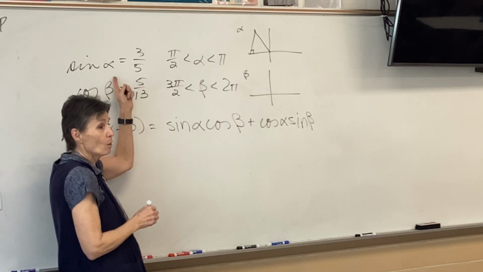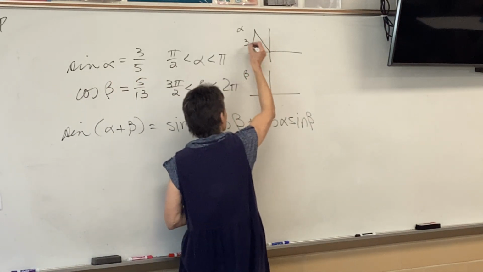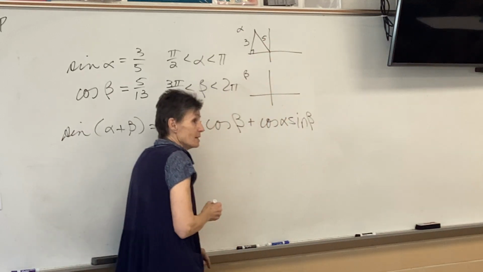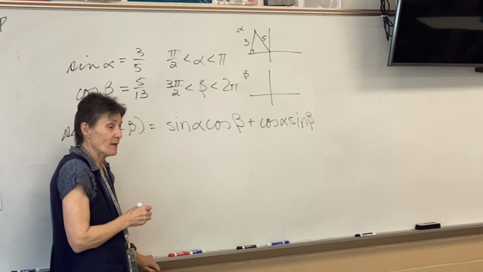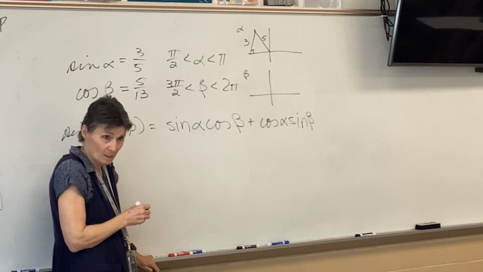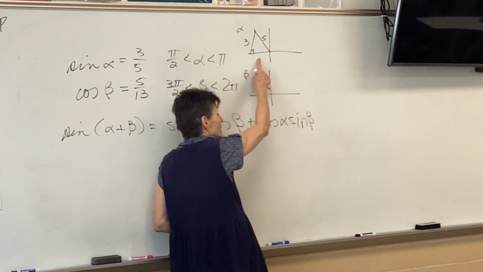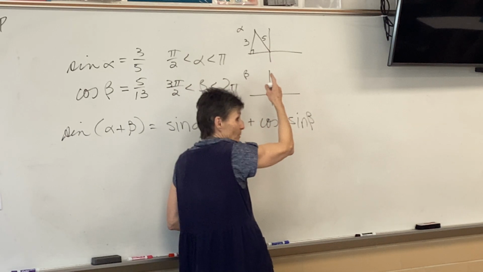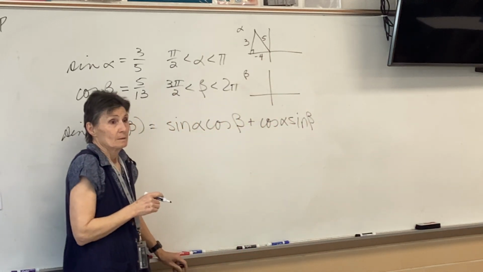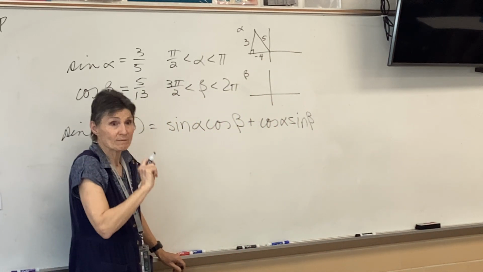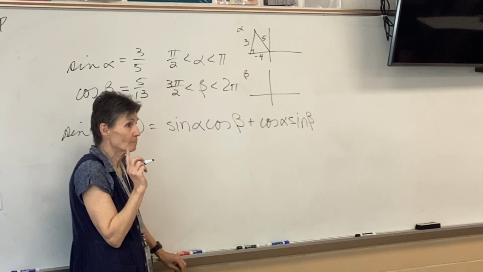And I know that the sine that is opposite over hypotenuse is 3/5. So then I'll do my Pythagorean theorem to find that side. And that is a Pythagorean triple, so it's actually going to be -4, because 3 squared plus 4 squared is 5 squared. And it's negative because of the location.